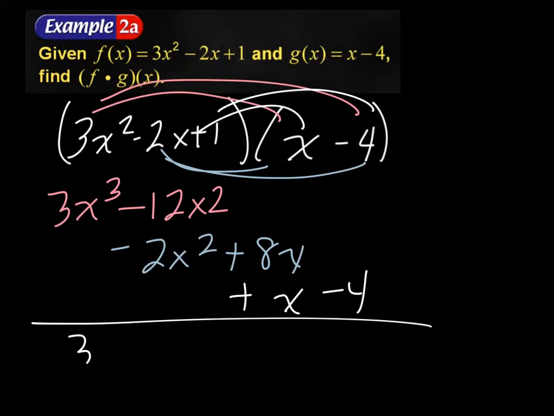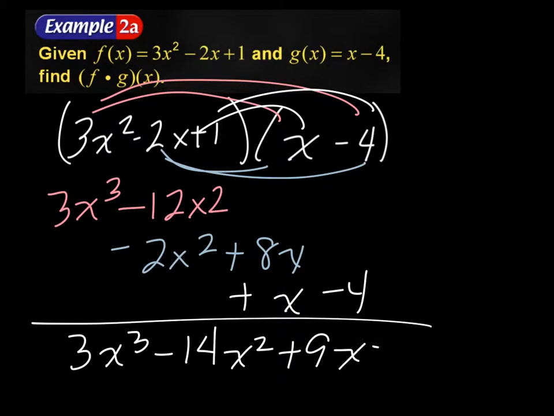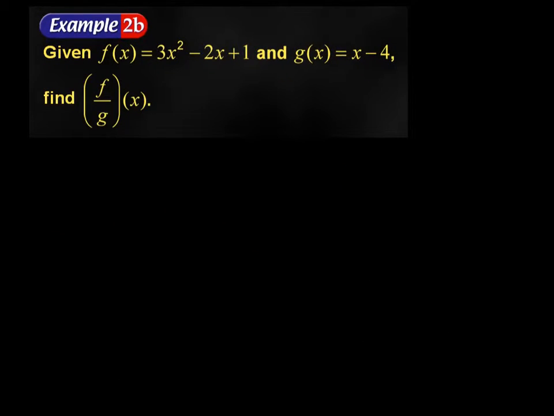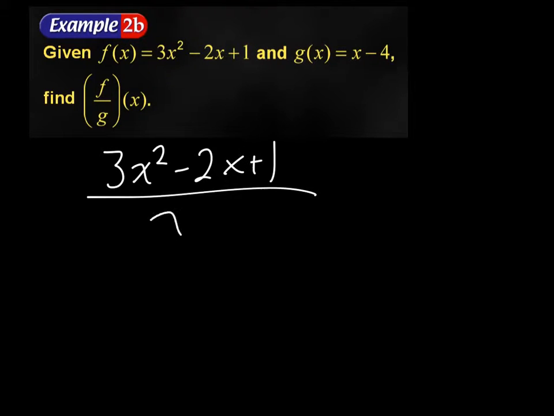We combine our like terms. We have 3x cubed minus 14x squared plus 9x minus 4. So it's a bit of a review on using the distributive property. And to do the quotient, we could just very simply write 3x squared minus 2x plus 1 divided by x minus 4, where x cannot equal 4 because that would give us division by 0.